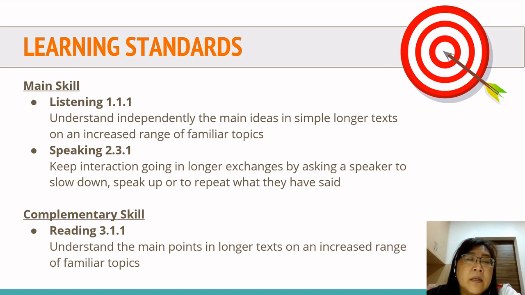The main skills are first, listening 1.1.1. Understand independently the main ideas in simple longer text on an increased range of familiar topics. Then we have speaking 2.3.1. Keep interaction going in longer exchanges by asking a speaker to slow down, speak up, or to repeat what they have said. And we have a complementary skill, reading 3.1.1. Understand the main points in longer text on an increased range of familiar topics.